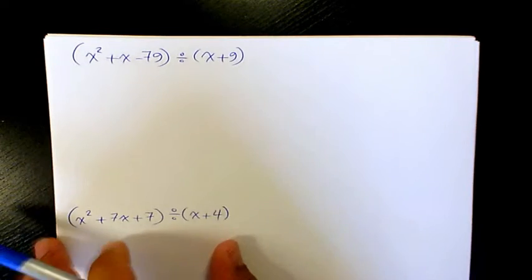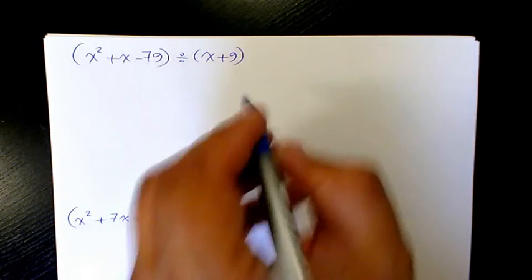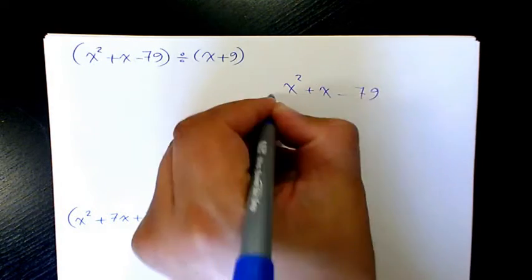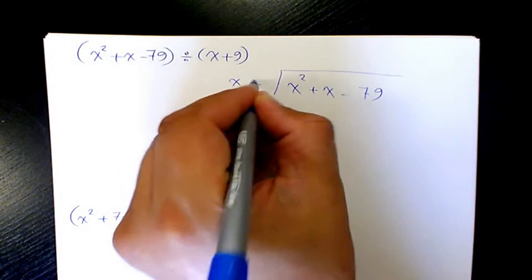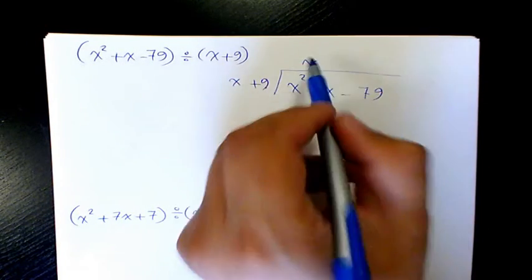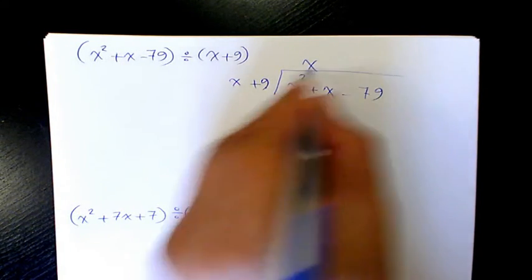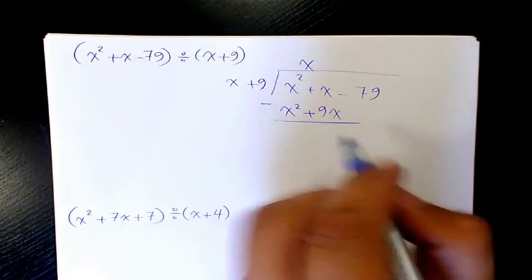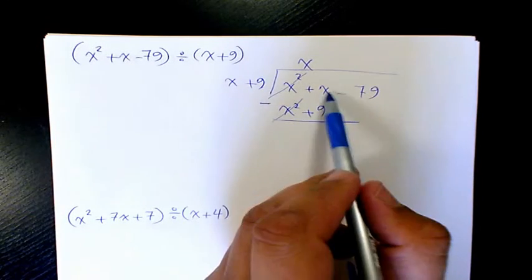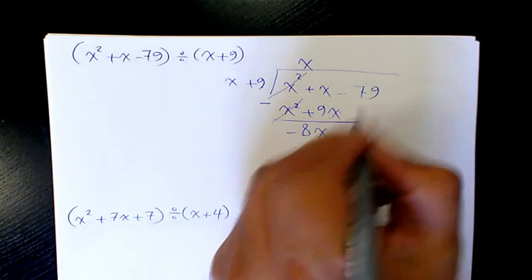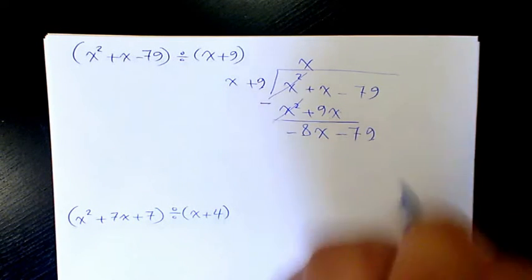x squared plus x minus 79 divided by x plus 9. So x squared divided by x is going to be x. x times x, x squared. x times 9, 9x. When you subtract it, these two cancel out. x minus 9x is going to be negative 8x minus 79.